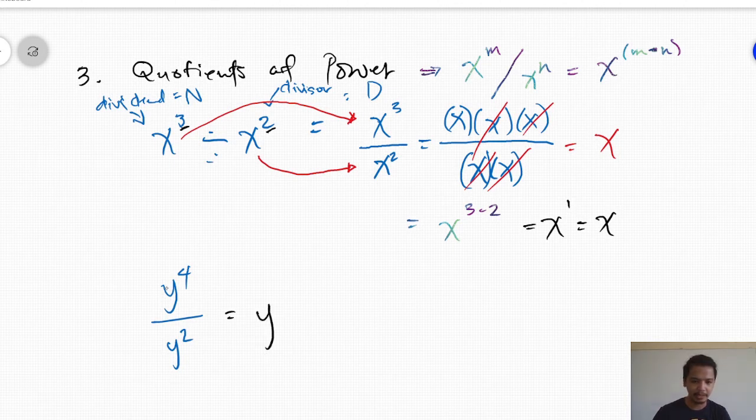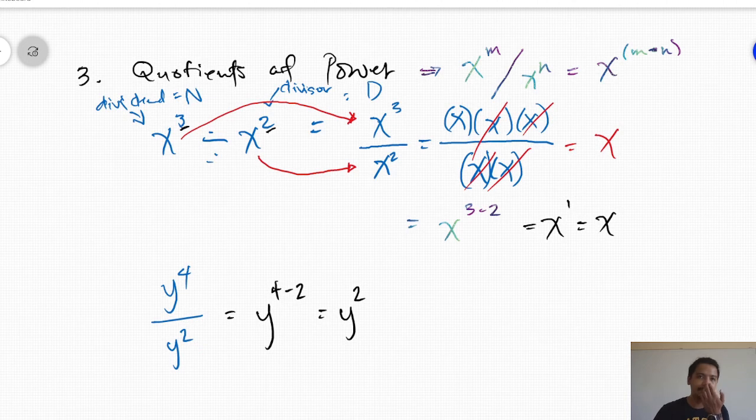So, since we have there yung ito ang ating dividend, ito ang ating divisor, we just need to write the same base since parehas silang y. Then, we just need to subtract the exponent of the numerator minus the exponent of the denominator. So, we'll have there y raised to 2.